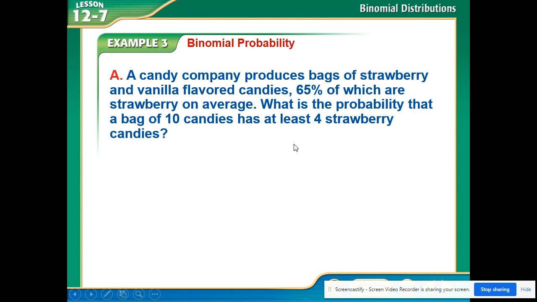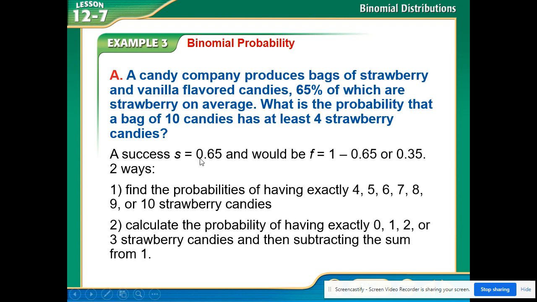All right. So a candy company produces bags of strawberry and vanilla flavored candies. Okay, 65% are strawberry, which then mean, of course, the rest is vanilla. What's the probability that in a bag of 10 candies, there's at least 4 strawberries? All right, so a success is 0.65, so that means the failure would be the opposite of that, or 0.35.